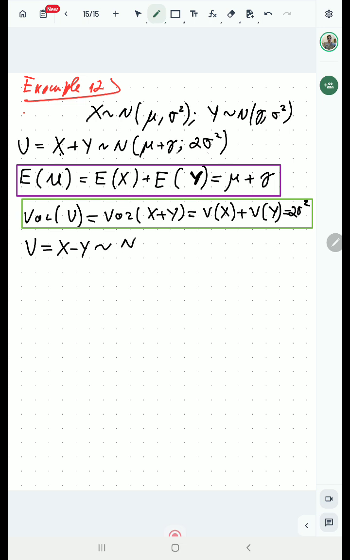I know that it is going to be normal due to the theorem telling that a linear combination of normal variables is still normal. But I have to find the expectation and variance. That is going to be easy in this case because, okay, let me rewrite it. We know that the expectation of v can be written as the difference of the expectation of x and the expectation of y, because expectation is a linear operator, and that is going to give us mu minus gamma, right? Gamma.